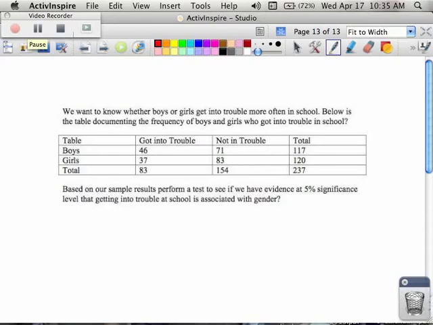All right. In this one, we want to know whether boys and girls get in trouble more often in school. That's definitely obvious to me. Below is a table documenting the frequency of boys and girls who got in trouble at school.